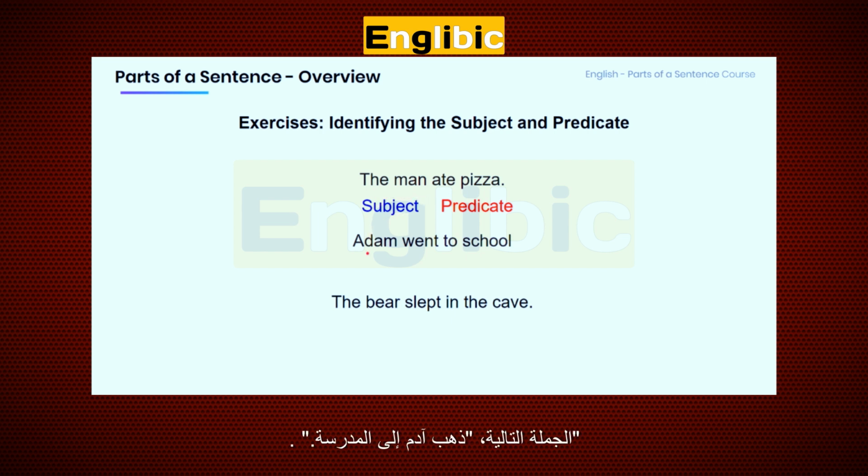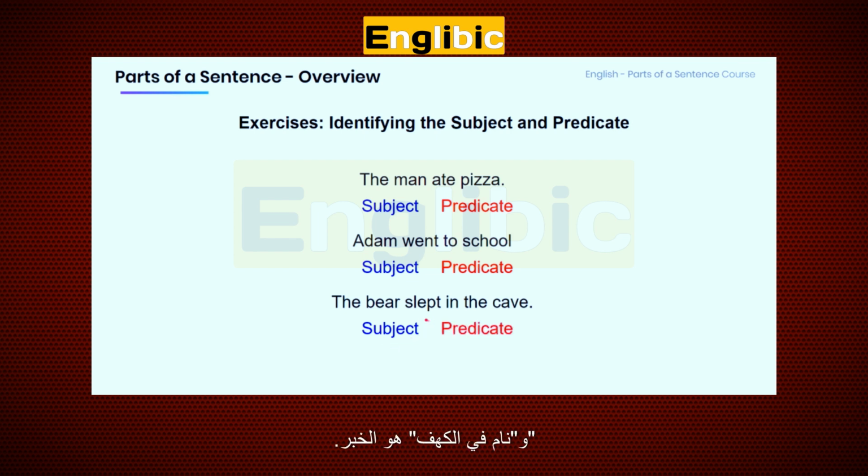The next sentence, Adam went to school. Adam is our subject. Went to school is our predicate. And last, we have the bear slept in the cave, with the bear being the subject, and slept in the cave being the predicate. Okay? Where slept is the verb, the cave is the object.